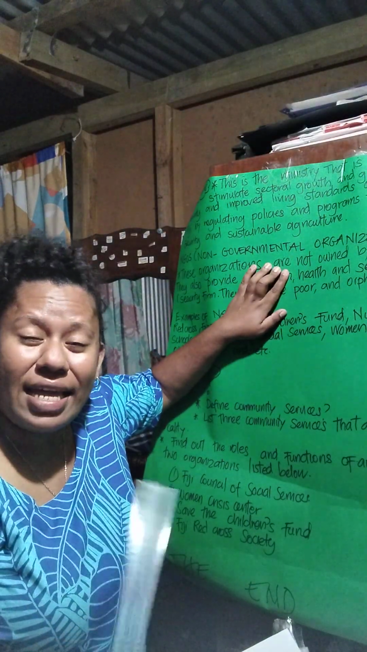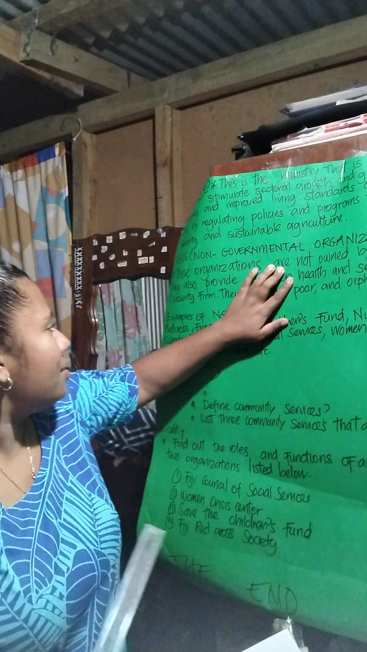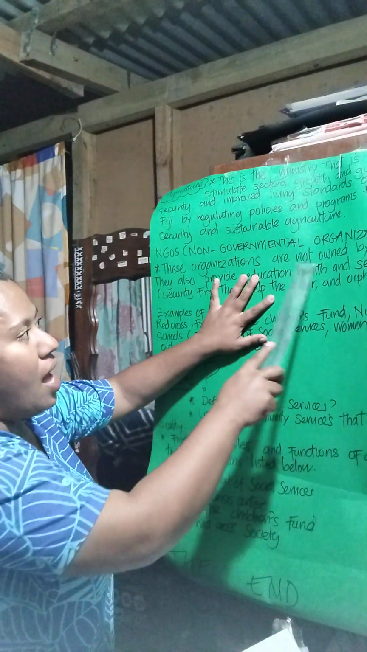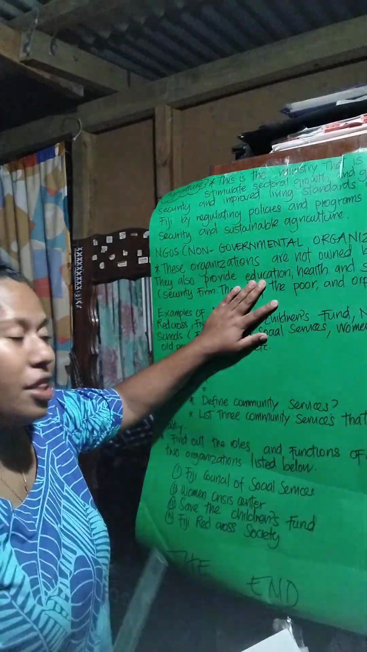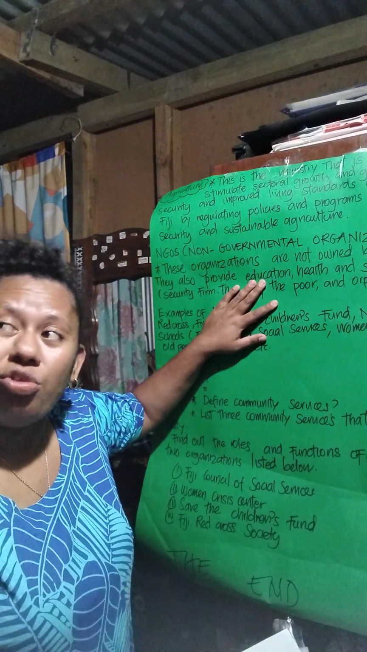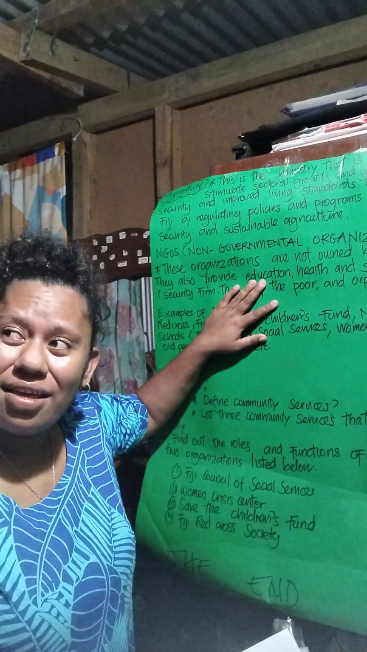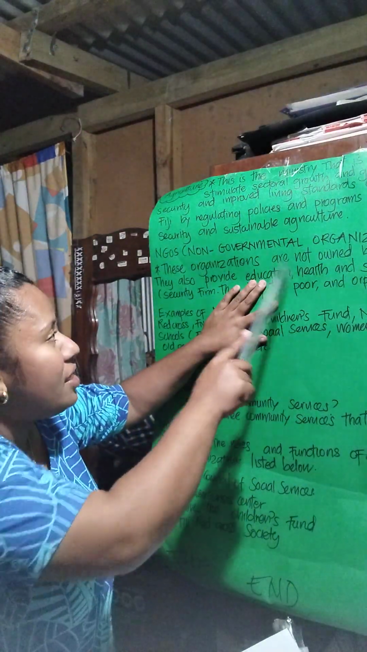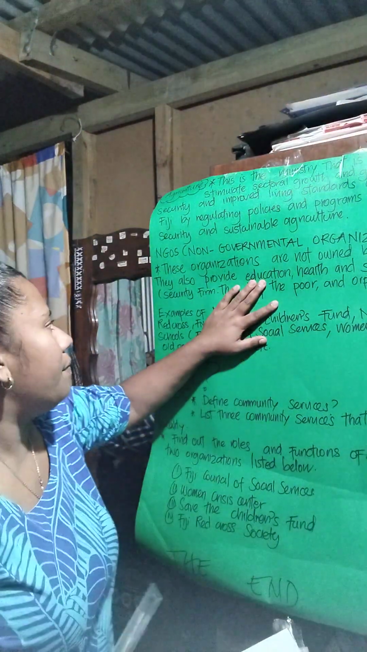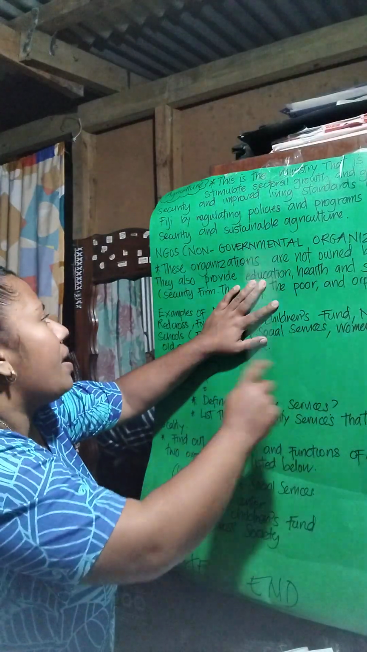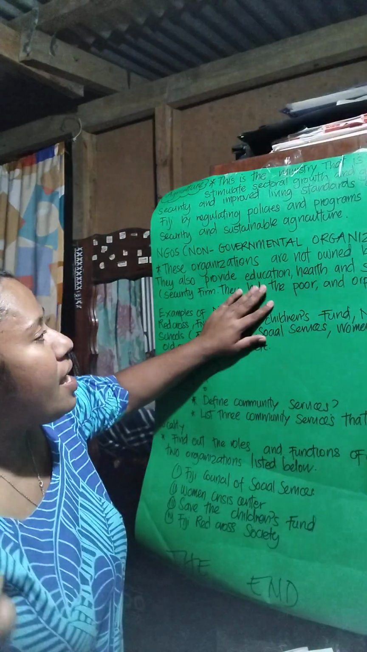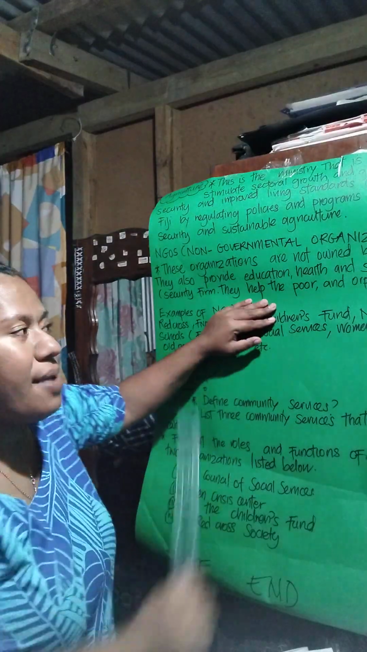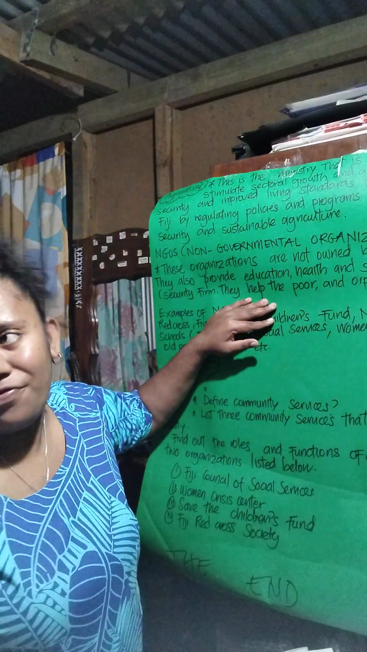Now we will go under the non-government organization. In short form, we say NGO. Exactly, students. These organizations are not owned by government. Those organizations, for example, health, education, they are owned by government. But these organizations, they are not owned by government. They also provide education, health, and security agencies, security firm. They help the poor and also the orphan families.